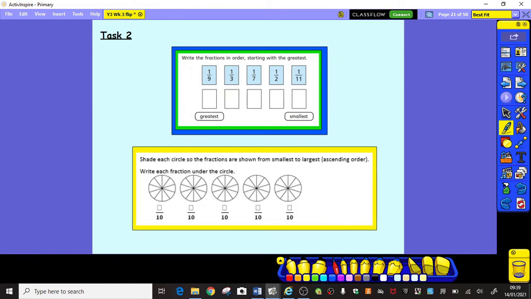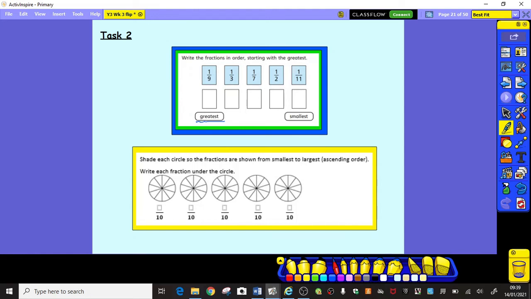Okay, so task 2 is asking you to write the fractions in order, and it's asking you to start with the largest fraction. Now, you might remember or have a look back and see what we said about the order of fractions. The smaller the fraction. Remember, the bigger the denominator, the smaller the fraction.